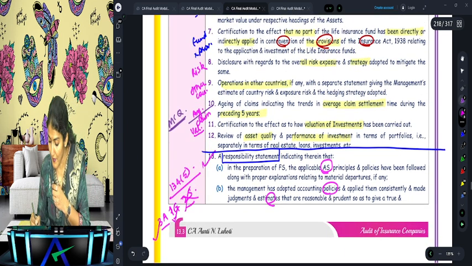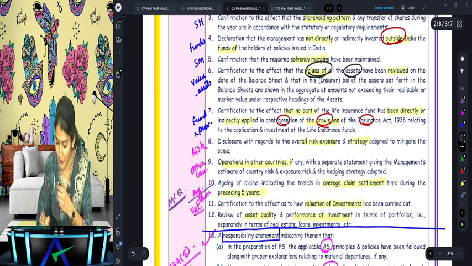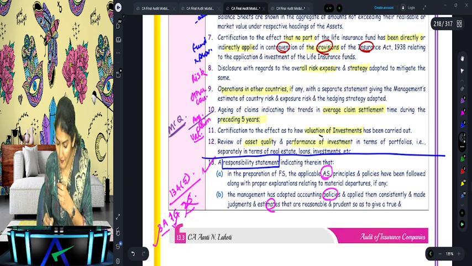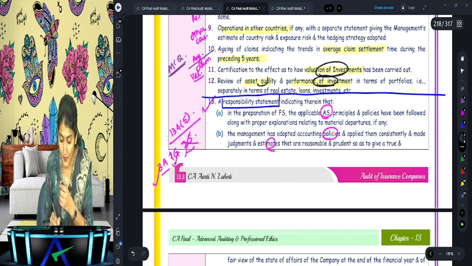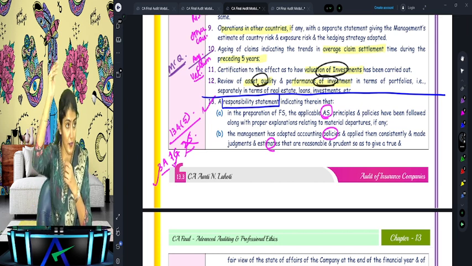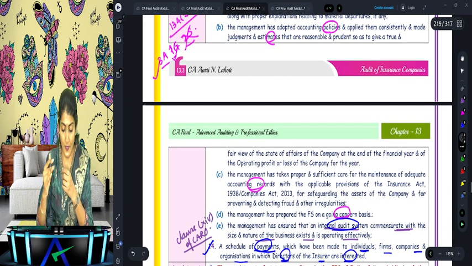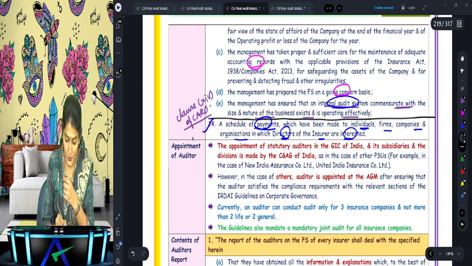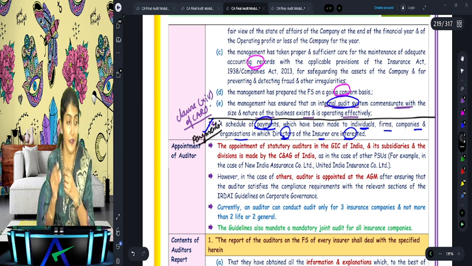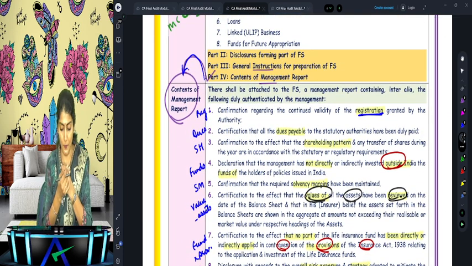So one point is where they are talking about the valuation of the assets, and one point over here where they are talking about the valuation of the investments. Then they are also talking about the performance of the investment and the asset quality. So valuation of assets, valuation of investment, asset quality and the performance of the investment. Then you have the director's responsibility statement, and then a schedule of payments being made to individuals, firms or companies, organizations in which the directors of the insurer are interested. Are you understanding the points over there?